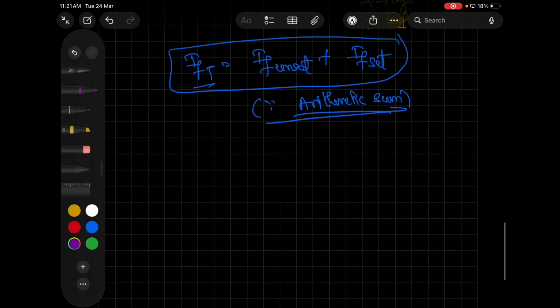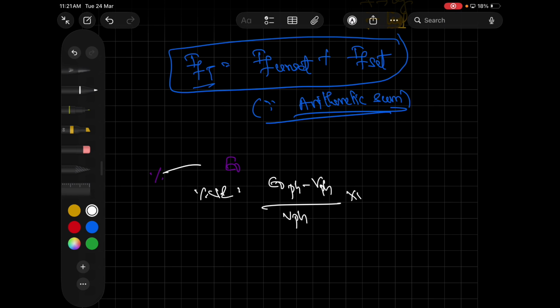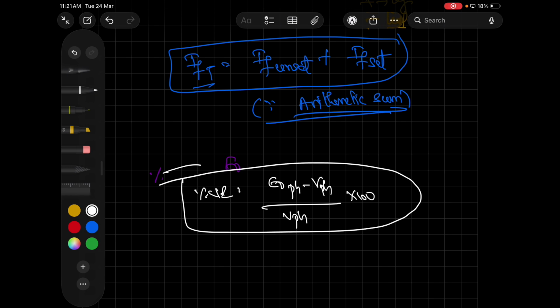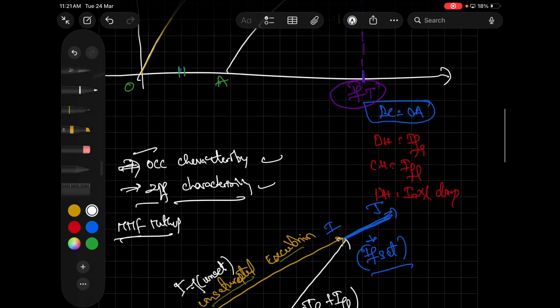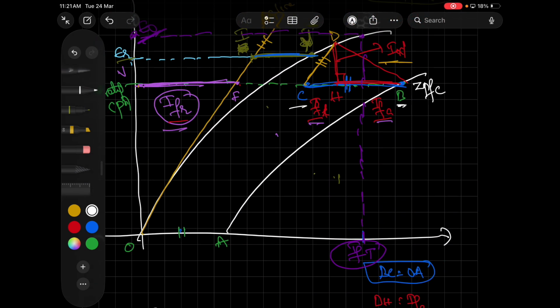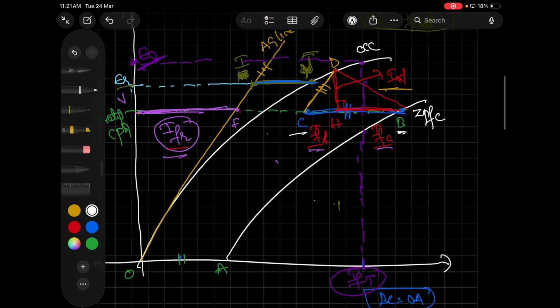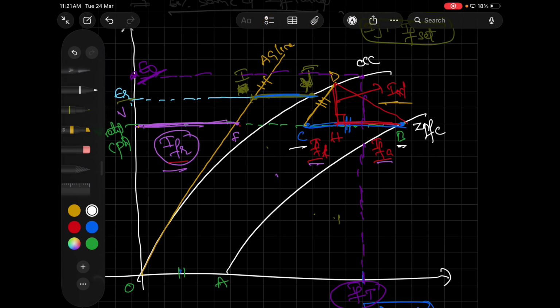Once we get E0, we can measure the percentage voltage regulation, which is equal to E0 phase minus V phase by V phase into 100. This is how we can measure the percentage voltage regulation by using the ASA method. Till constructing the Potier triangle, everything is the same as in the ZPF method. After this, the length from the y-axis to this point is considered as IFR.